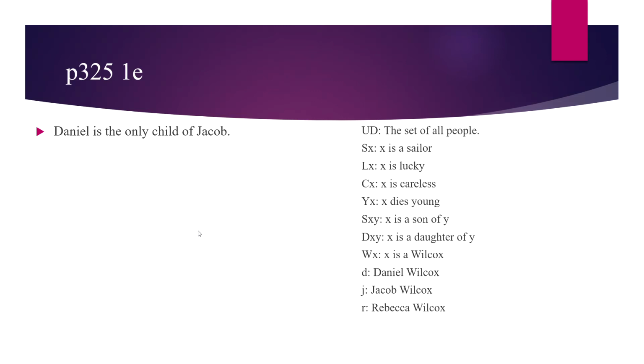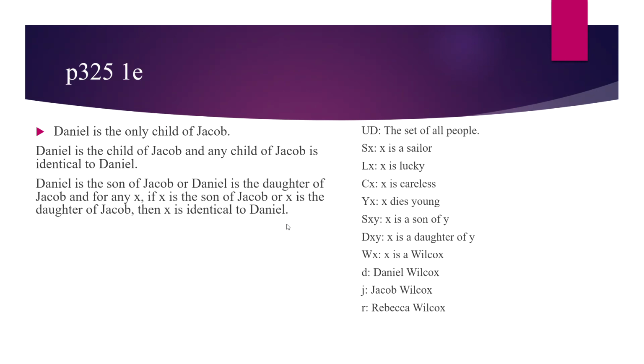So when we break this apart as a preliminary paraphrase, we get Daniel is the child of Jacob, and any child of Jacob is identical to Daniel, right? That's the way that we've done all of these only claims. But again, we don't have a predicate for is the child of or is the offspring of. We have one for son and one for daughter. So the best that we can do is use a disjunction of is the son of or is the daughter of. So our paraphrase looks like this, right?